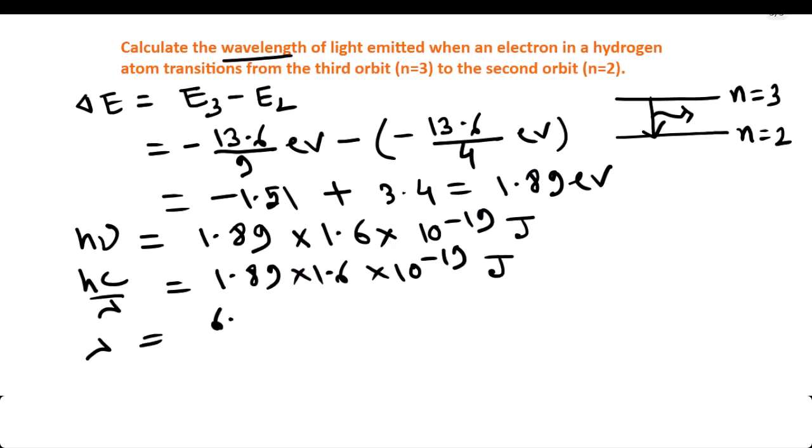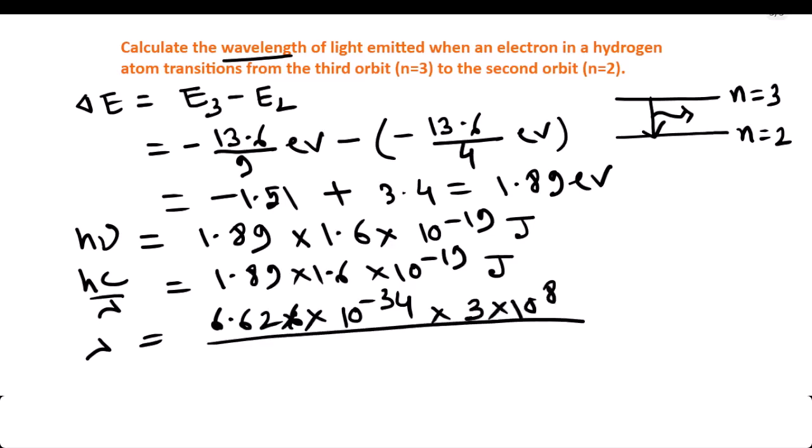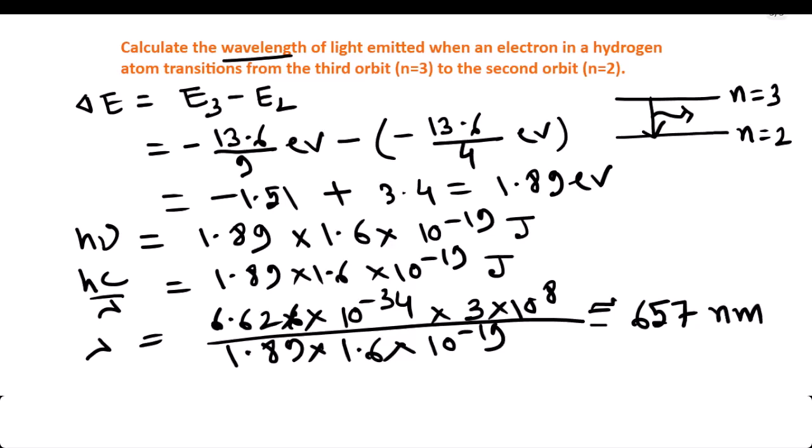So h is 6.626 into 10 to the power minus 34. c is the speed of light, 3 into 10 to the power 8, divided by delta E, which is 1.89 into 1.6 into 10 to the power minus 19. If you calculate these values, you will get approximately 657 nanometer. So 1 nanometer is 10 to the power minus 9 meters. So if we convert meter into nanometer, then we will get 657 nanometer.